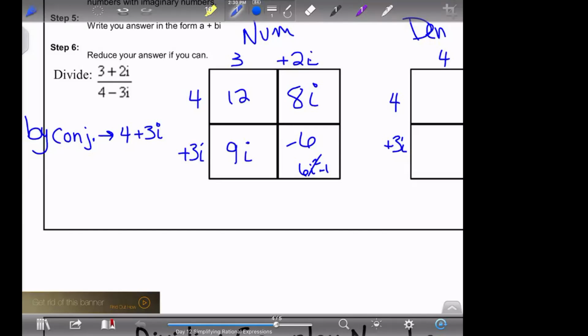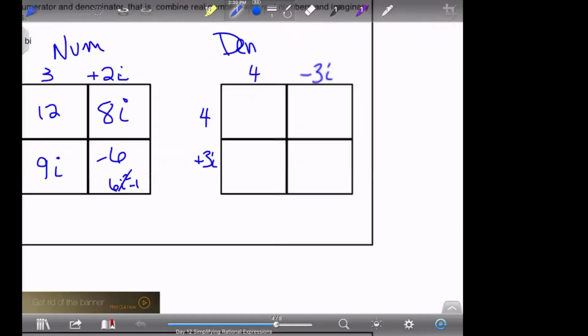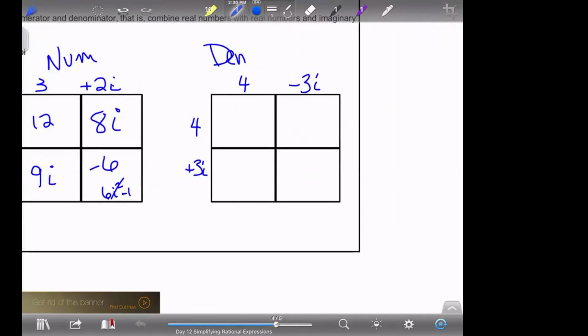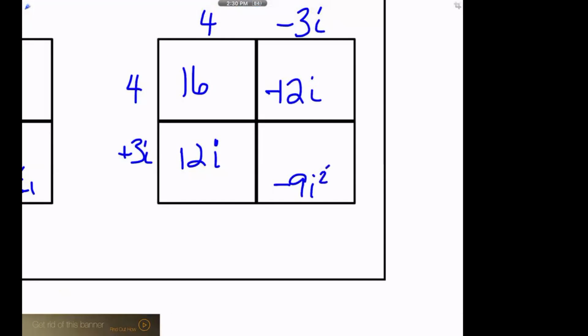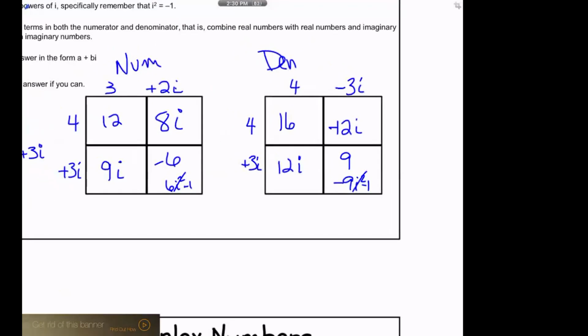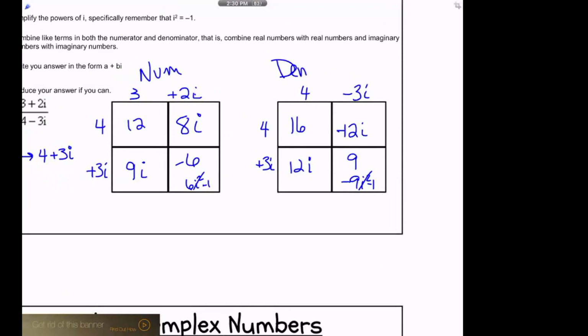So now we're going to repeat the process with the denominator. I'm going to wait to simplify that for just a second. 4 times 4, 16. -3i times 4 is -12i. +4 times 3i is +12i. And then the tricky box, -3i times +3i is -9i squared. i squared gets taken out, replaced with -1. So this box actually holds a value of +9.